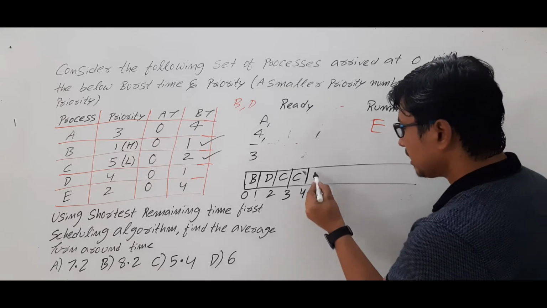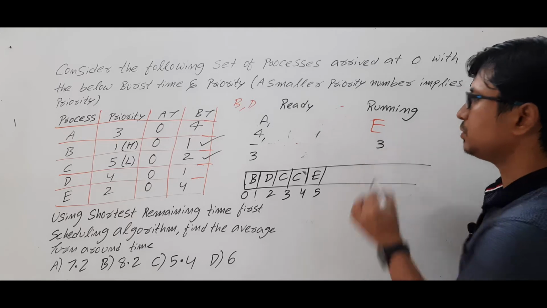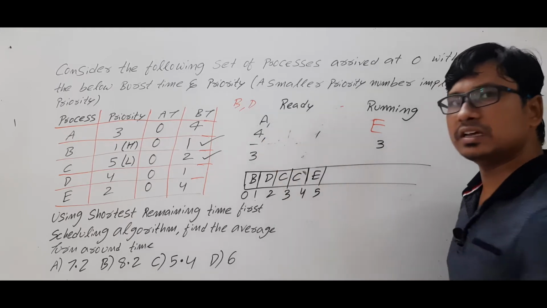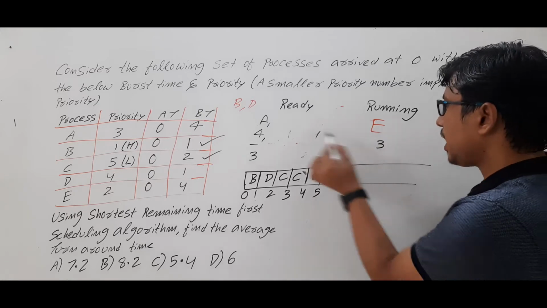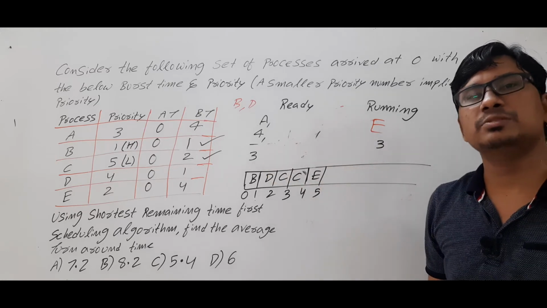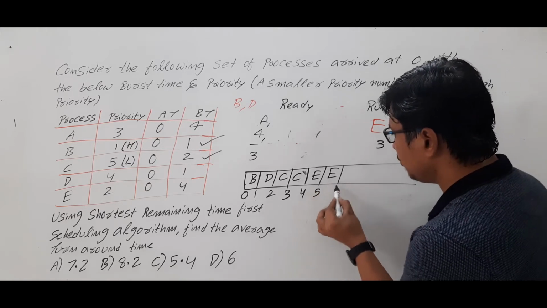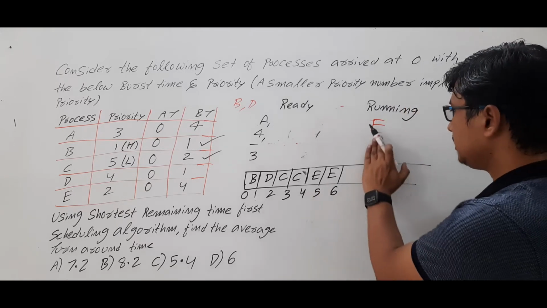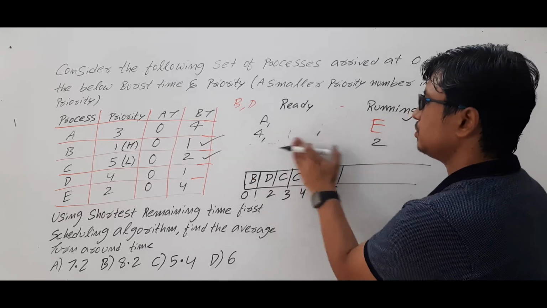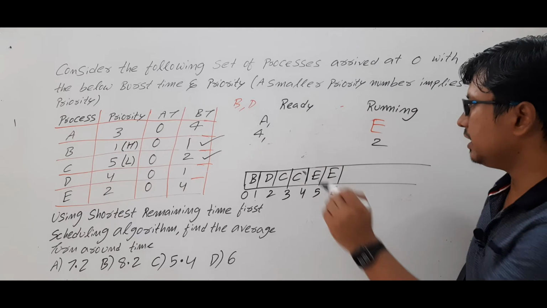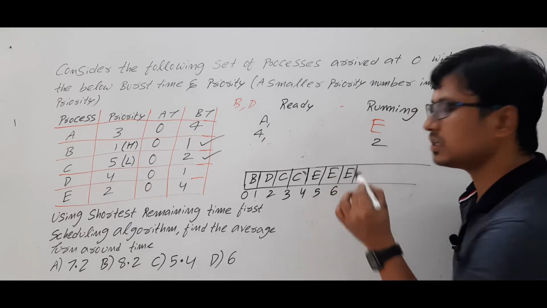It will run for 1 unit of time, then its remaining burst time is 3 units. So process A is there in the ready state and process E is there in the running state. Now among these, which process has the less burst time? Process E. So again process E will run for 1 more unit of time and its remaining burst time is 2 units of time and process A is 4 units of time. Now among A and E, which has the less burst time? Process E only. So again process E will be running.